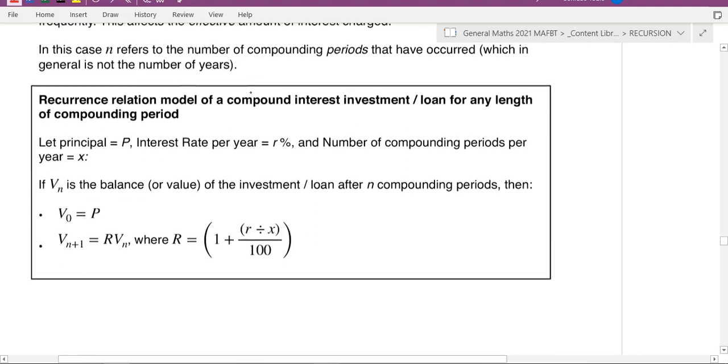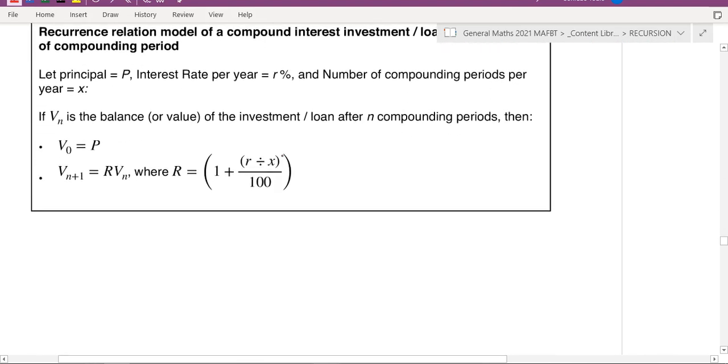When that happens, we need to add one little thing to our formula: we divide by the number of compounds. So instead of R equals 1 plus the percentage over 100, if you're compounding more than once, you need to divide that percentage by the number of compounds per year. Normally, if it's yearly, we just leave it as it is. If it's more than once a year, you divide that percentage over the whole year for the number of compounds.